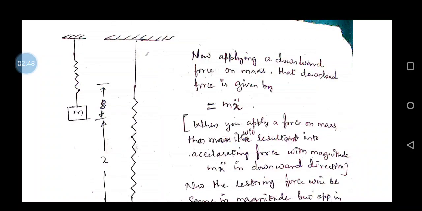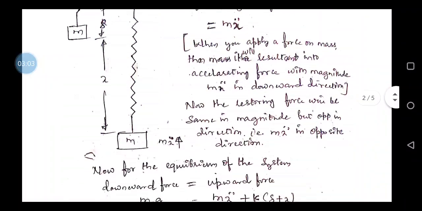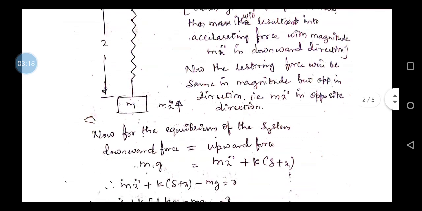Now let us consider the same spring. If I apply a downward force on the mass which is already attached to the spring at the free end, then the downward force is given by m into x double dot. When you apply a force on the mass, it will result in an accelerating force with a magnitude of m x double dot in the downward direction. So the restoring force will be the same in magnitude but opposite in direction. That restoring force for the applied force is the same as m x double dot, but the direction will be opposite to the applied force.